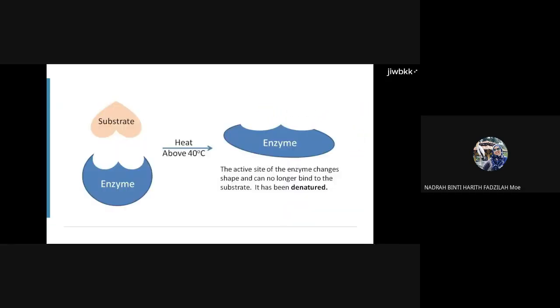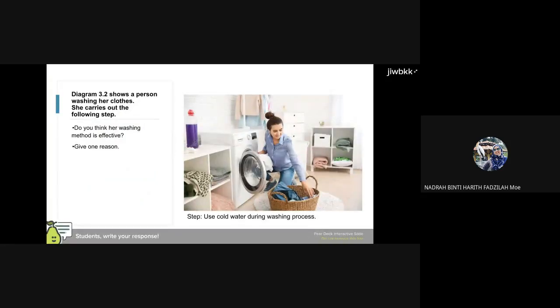Dan ini juga adalah another example untuk nak tunjukkan pada anak-anak macam mana rupa enzyme yang dah denatured. Alright. So, where we can see the active site has changed shape, so it can no longer host the substrate. Okay, saya berikan satu contoh soalan berdasarkan ini. Can you answer this question?